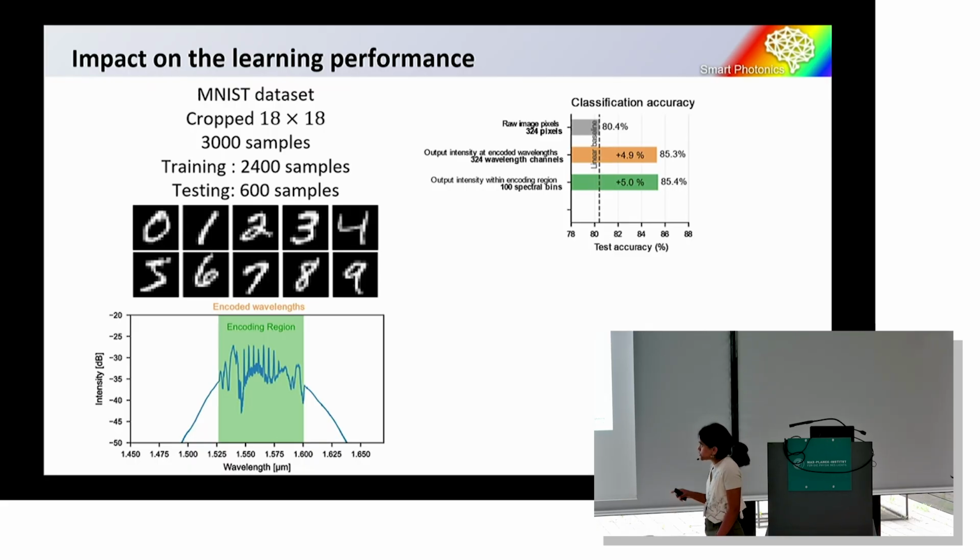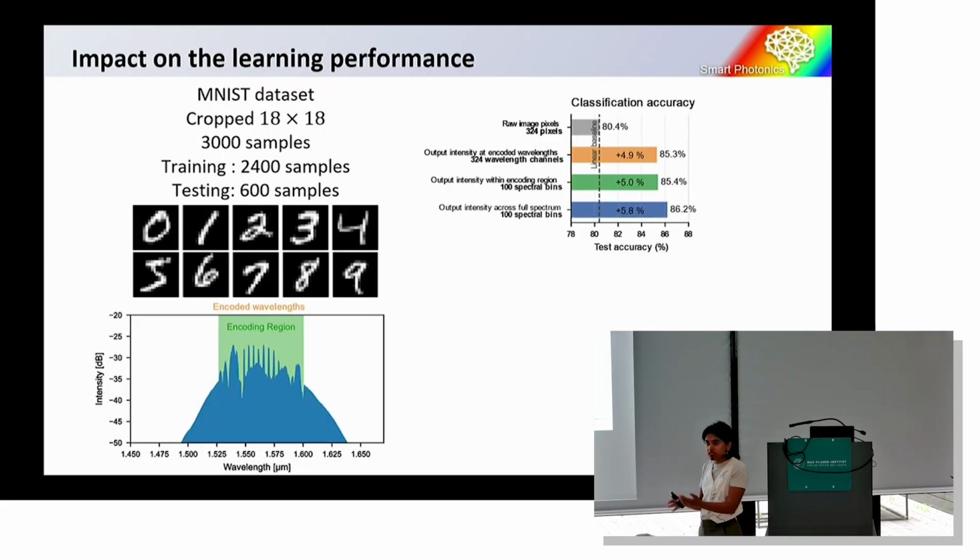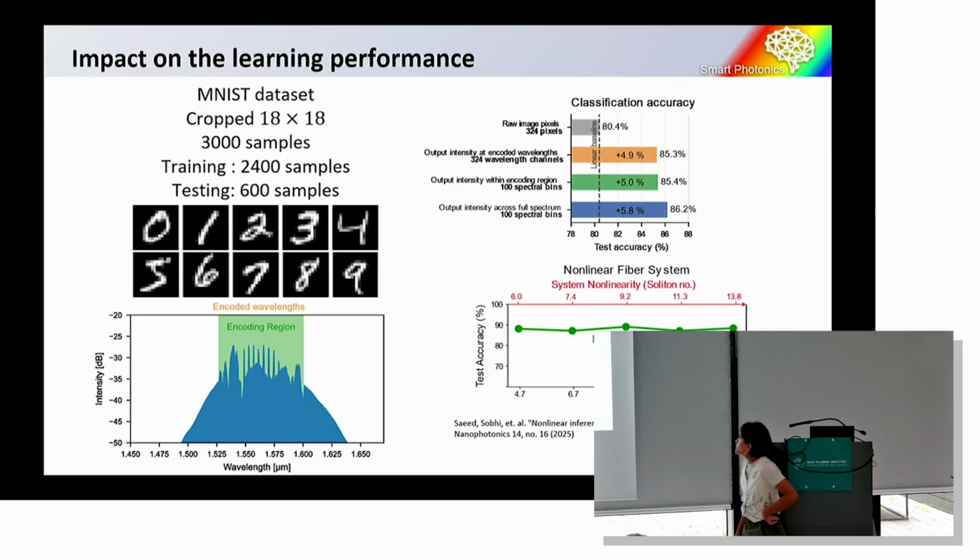And if we look at just the encoding region and use a bin selection technique and use just 100 spectral bins, the performance is almost the same. And if we use the entire spectra and we check for the accuracy, we see that there's a marginal change there.